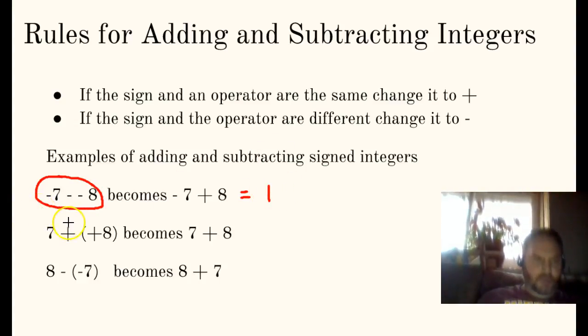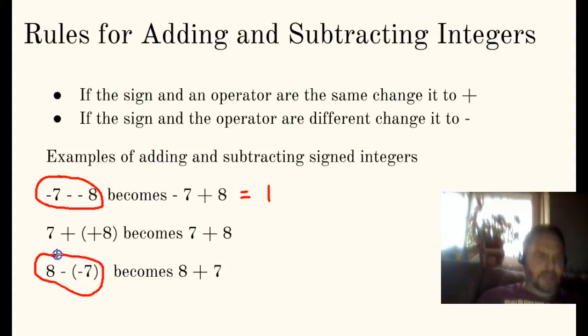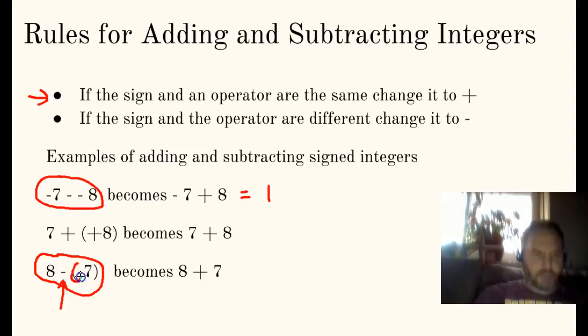In the next example, we have 7 plus 8. So that is just 7 plus 8. Your answer is 15. Now, the final example might be a little bit confusing. We have 8 minus a negative 7. That goes back to my first rule right here. If the sign and the operator are the same, you change it to a plus. So here's my operator, I should say, and this one is my sign. They are the same, so I change it to 8 plus 7.